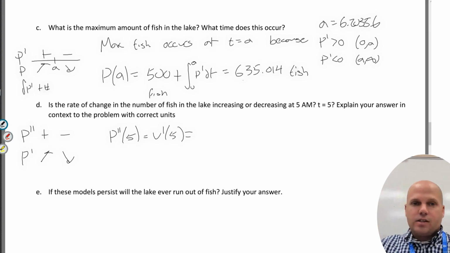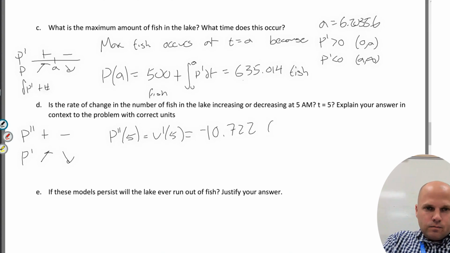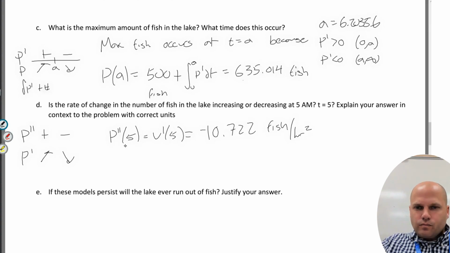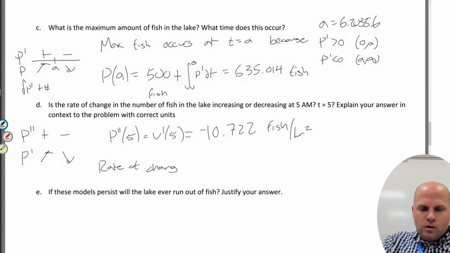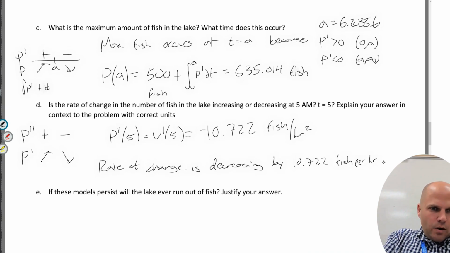What are the units? It's an acceleration. It's fish per hour squared. It's the rate of change of the rate of change. It's fish per hour per hour. So the rate of change is decreasing by 10.722 fish per hour squared, or fish per hour per hour.